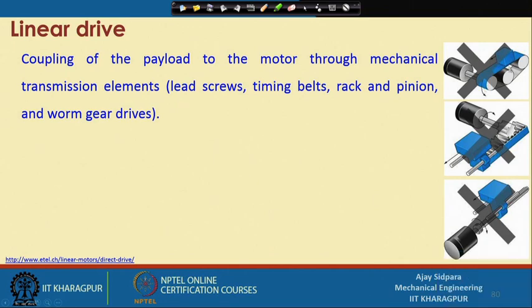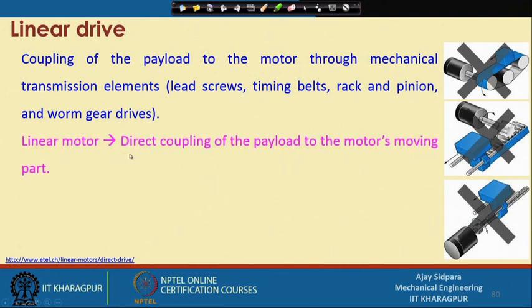What is common in all these three applications is that everywhere you are using a mechanical transmission element. That means there is physical contact between the belt and the pulley, the rack and the pinion, and the gear and the nut. As we understood earlier from the rolling element, hydrostatic and aerostatic bearings, wherever there is mechanical contact, we end up with friction and wear. If you want to avoid these in linear motion also, then there is an option called the linear drive.